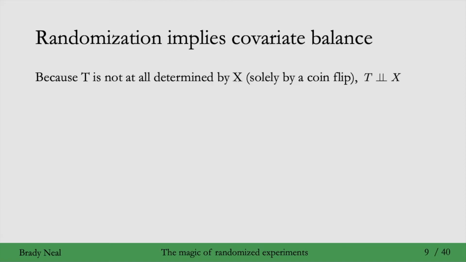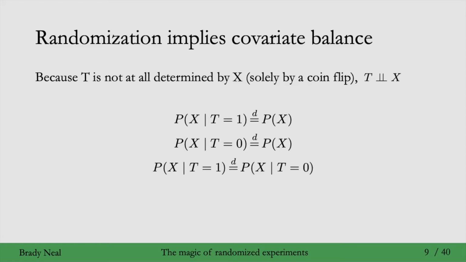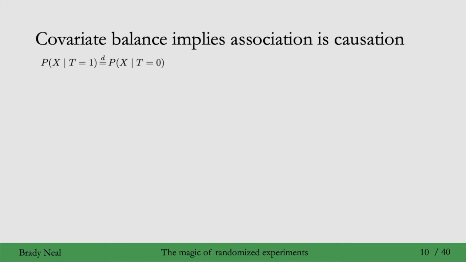So because T is independent of X, we can write that the conditional distribution of covariates in the treatment group is the same as just the marginal P of X. And we can do the same for the control group. Then because these two conditional covariate distributions are both equal to a marginal, they're also equal to each other. And that's covariate balance. So we have that randomization implies covariate balance, and this is because randomization makes it so that T is independent of X. Now that we've shown that randomization implies covariate balance, we'll now show that covariate balance implies that association is causation.